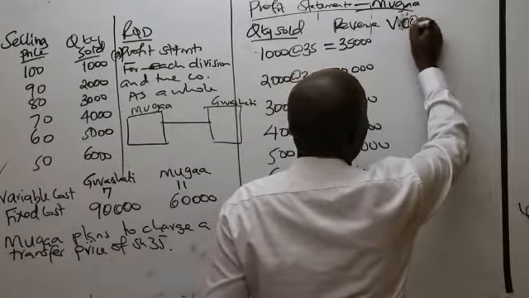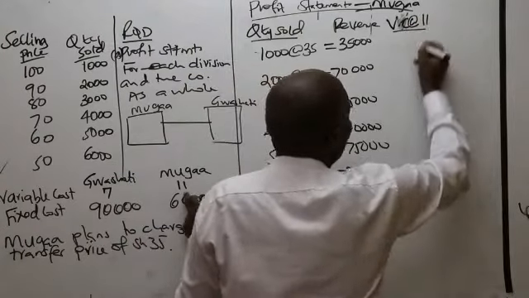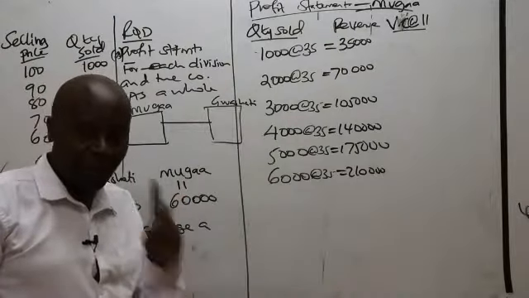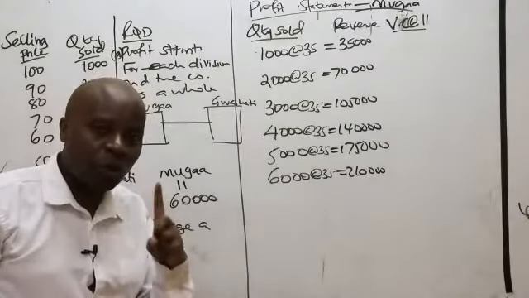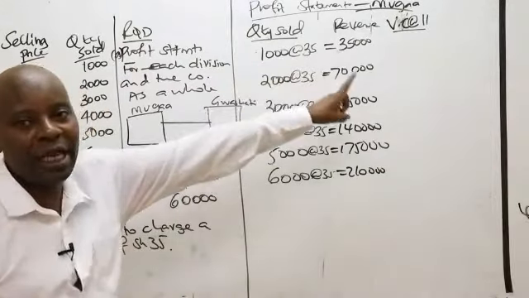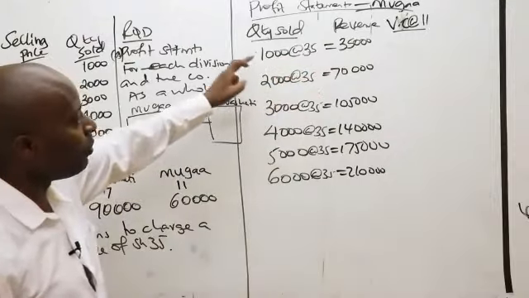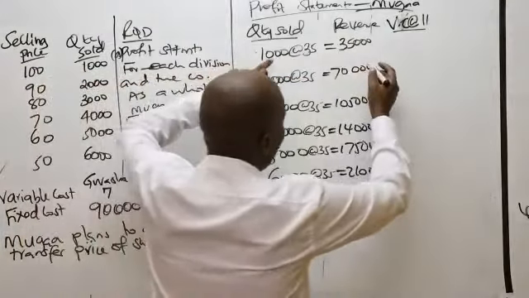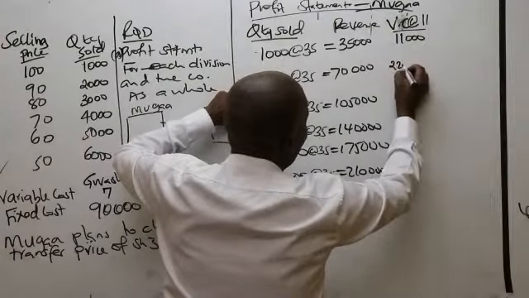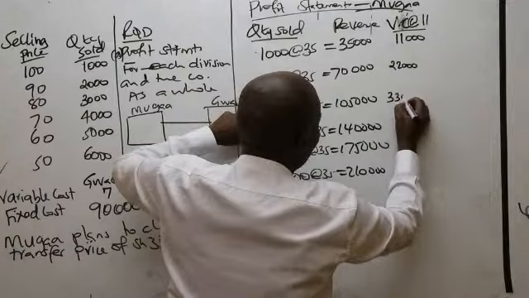Muga's variable cost is 11 per unit. So to get the variable cost, we shall be taking the quantity produced times 11. The variable cost of Muga, the first one here, will be 1,000 times 11. That gives us 11,000. This will give us 22,000, and this will give us 33,000.